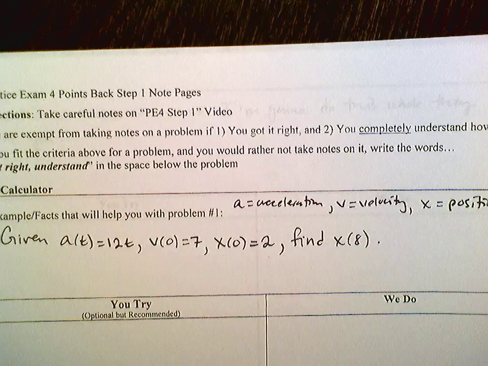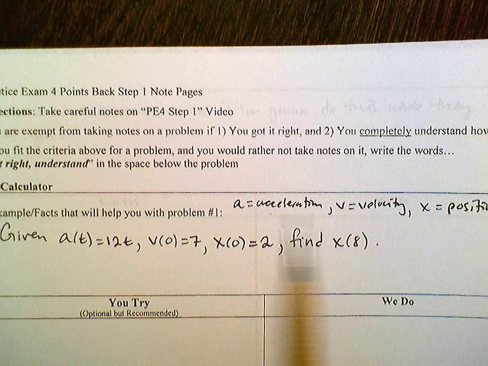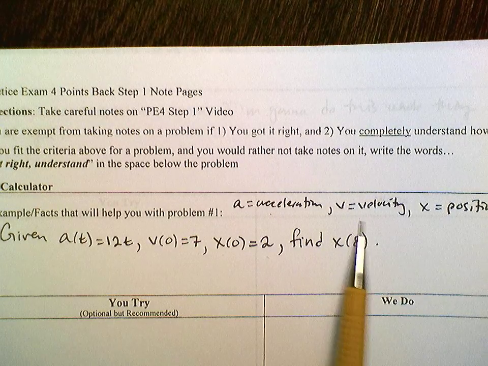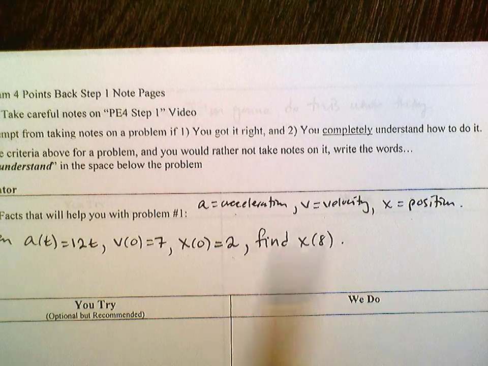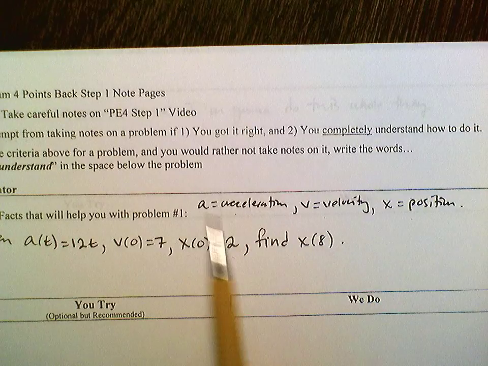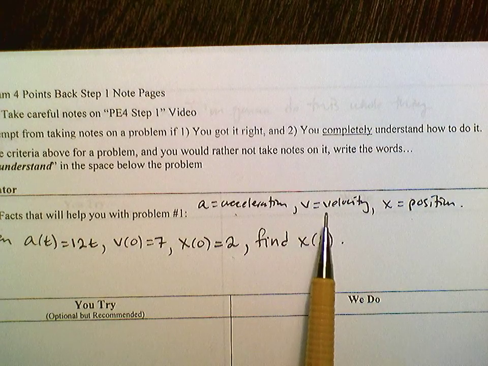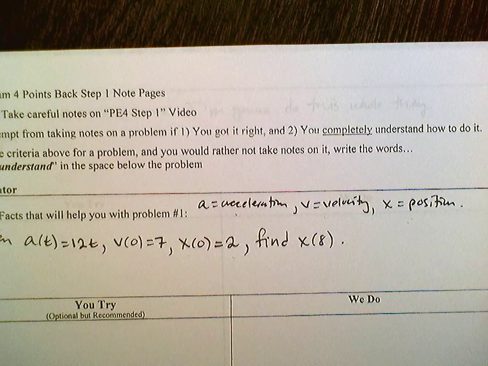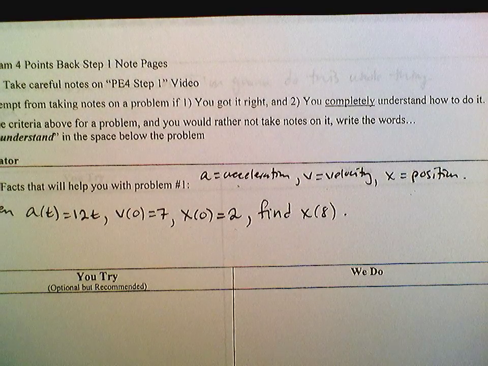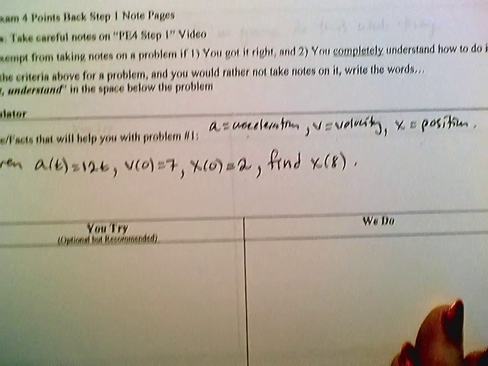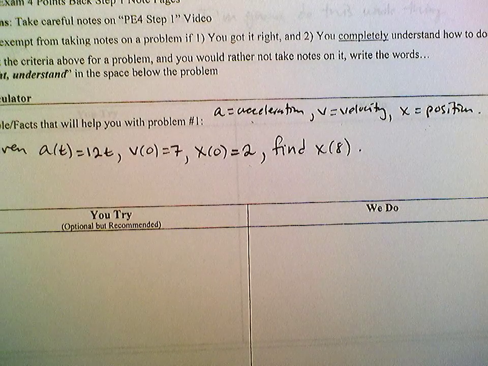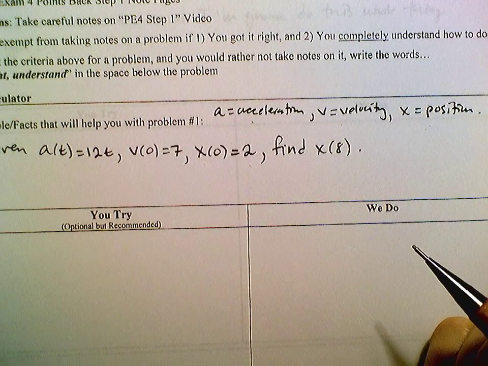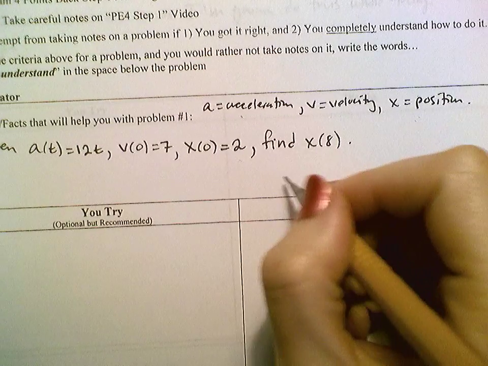So what you need to know is that acceleration is the derivative of velocity, and velocity is the derivative of position. So we know the acceleration function, so we really have to go backwards twice, so antiderivative twice. And the way that I'm going to recommend you do it is with the antiderivative as an integral formula. So, okay, I'm just going to write it here.